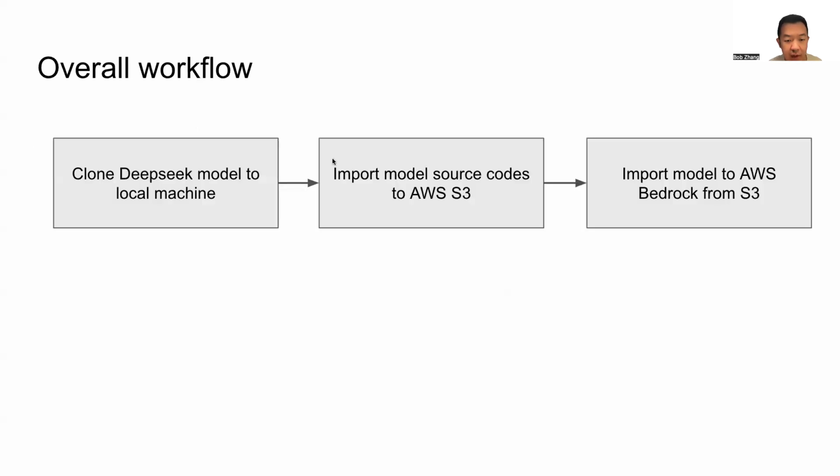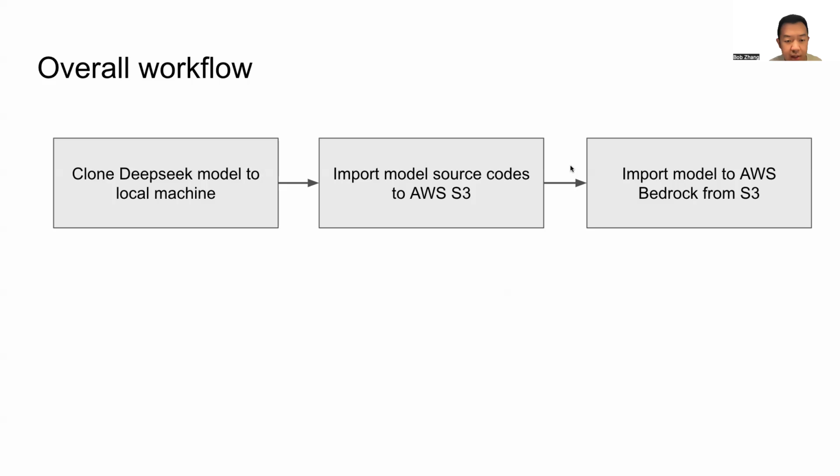So before we dive in, let's look at the workflow. We'll be covering three main stages. First, we will be cloning the DeepSeek model to our local machine. Then we will import the model source code to an AWS S3 bucket. Finally, we will import the model to AWS Bedrock Playground.